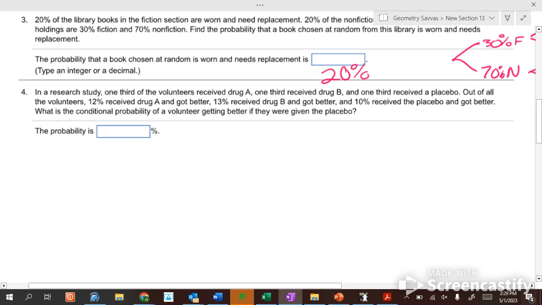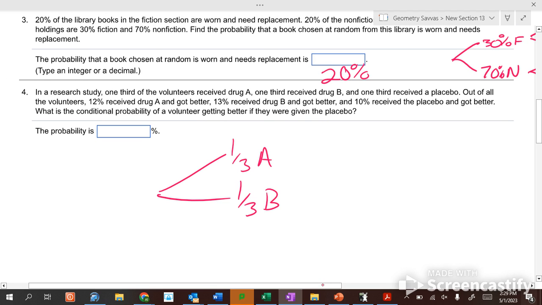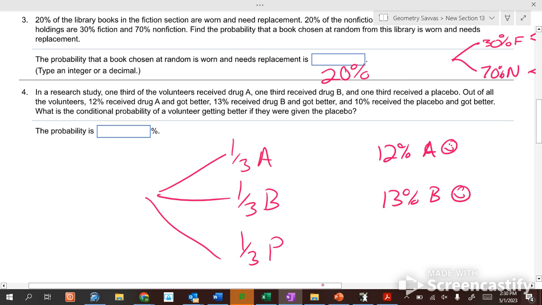In a research study, 1/3 of the people got drug A, 1/3 of the people got drug B, and 1/3 of the people got a placebo. Okay? Out of everybody getting better, 12% of the people that got better also received drug A. And they got better. So let's put a smiley face because they're happy they got better. Out of all the people that got better, 13% of them received drug B, and they got better. And then 10% of all the people that got better got the placebo.